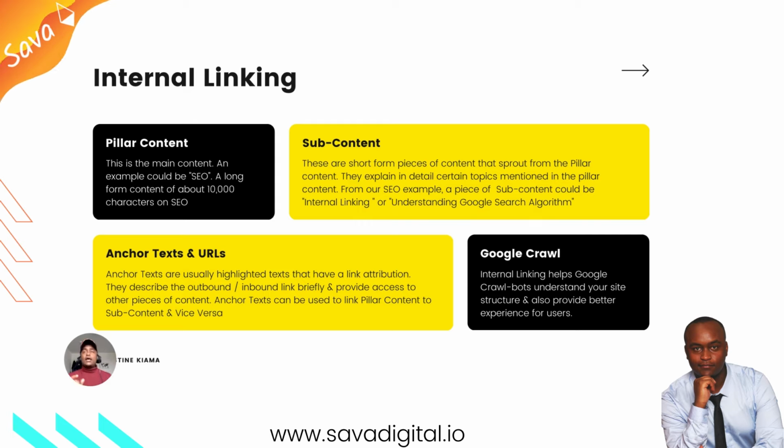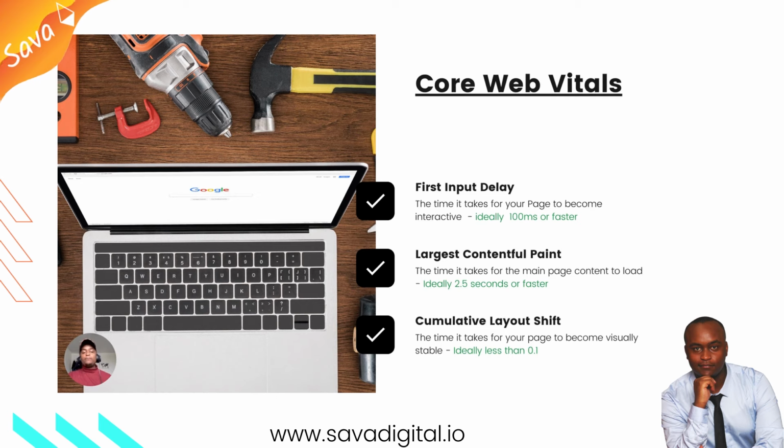And this is quite important. You have to make use of anchor text, and they have to be as natural as possible. Now, anchor texts are usually highlighted text that have a link attribution. They describe the outbound, inbound link briefly and provide access to other pieces of content. And they can be used to, like I mentioned, link pillar content to sub-content and vice versa. It also helps Google a lot in terms of crawling, because it's able to understand your site structure a little bit better because everything is linked really well, and that adds to your SEO juice. So it's one thing that you really need to work on.